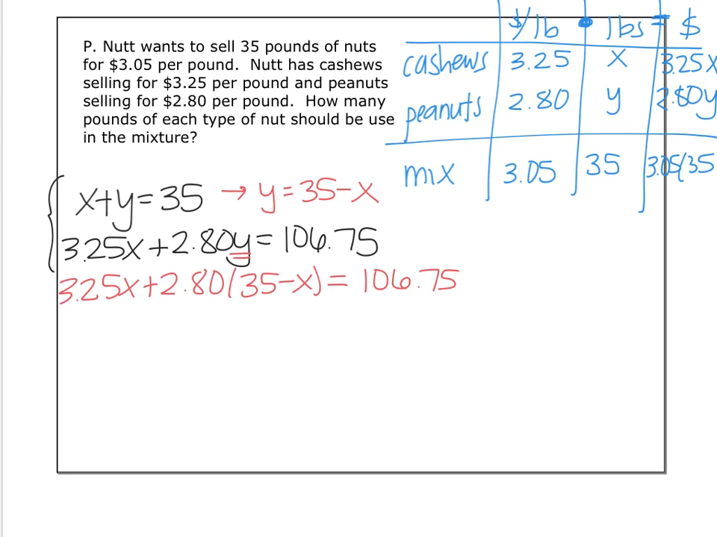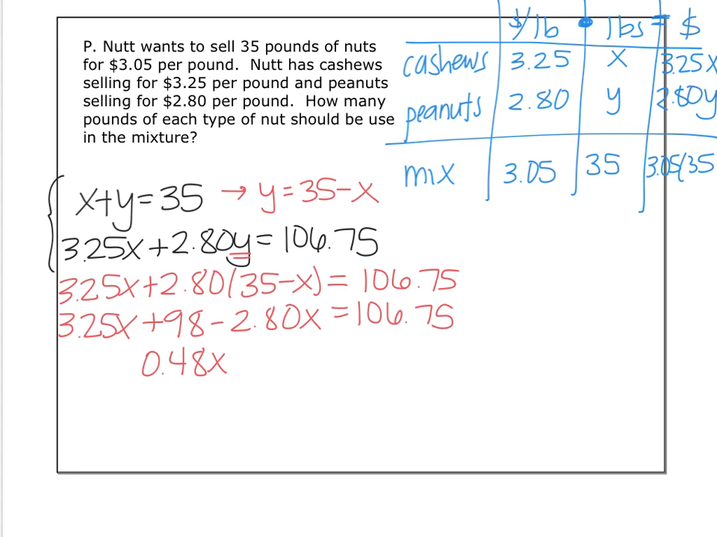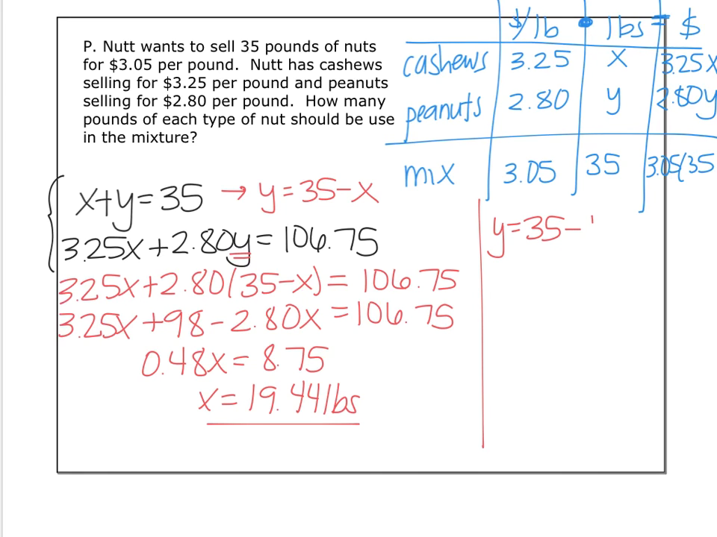So now what we can do is slowly start to combine everything. So 3.25x plus 98 minus 2.80x, that still equals 106.75. We have 0.45x equals 8.75. X is equal to 19.44 pounds. So now that we found what x equals, it's really easy to find y. We go back to our original, y is equal to 35 minus 19.44, meaning that y has to equal 15.56 pounds.